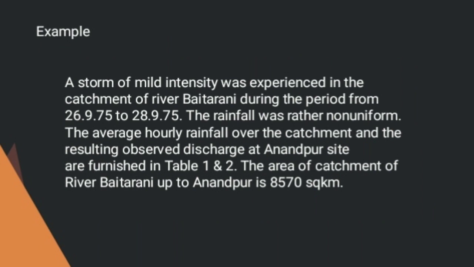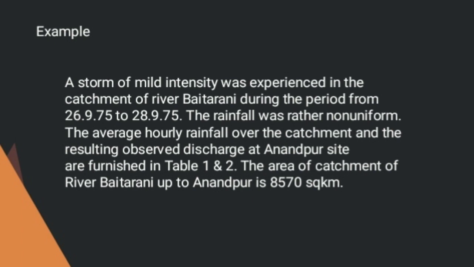Example: a storm of mild intensity was experienced in the catchment of river Baitarani during the period from 26.9.75 to 28.9.75. The rainfall was rather non-uniform. The average hourly rainfall over the catchment and the resulting observed discharge at Anandpur site are furnished in tables 1 and 2.